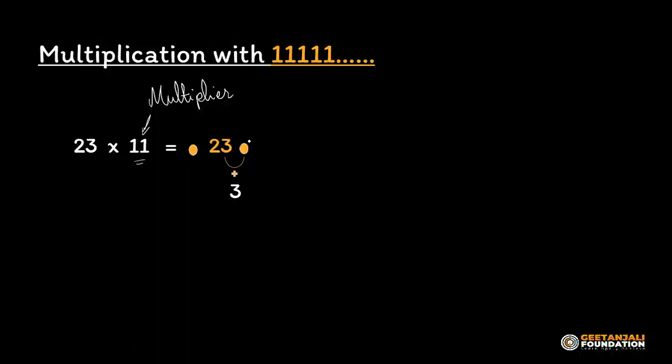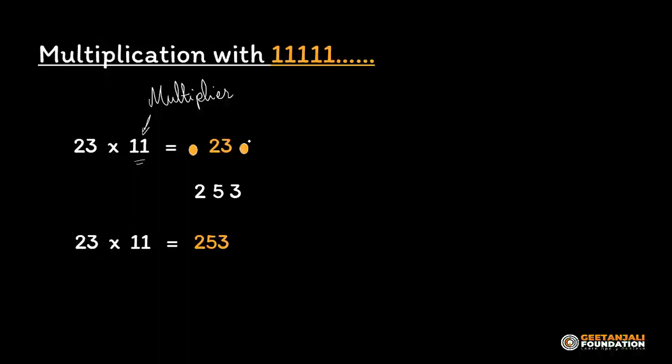Now let's move towards the left. When you move towards the left, the next 2 numbers are 2 plus 3. When you do 2 plus 3, your result is 5. Then you move towards the left. Now the next 2 numbers are dot and 2, and we know the value of dot is 0. So the sum of 0 plus 2 is 2. And this is your result for 23 times 11. 23 times 11 is 253.